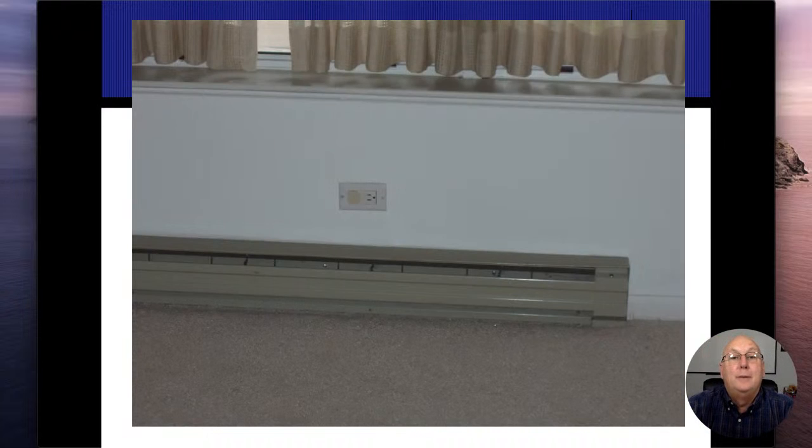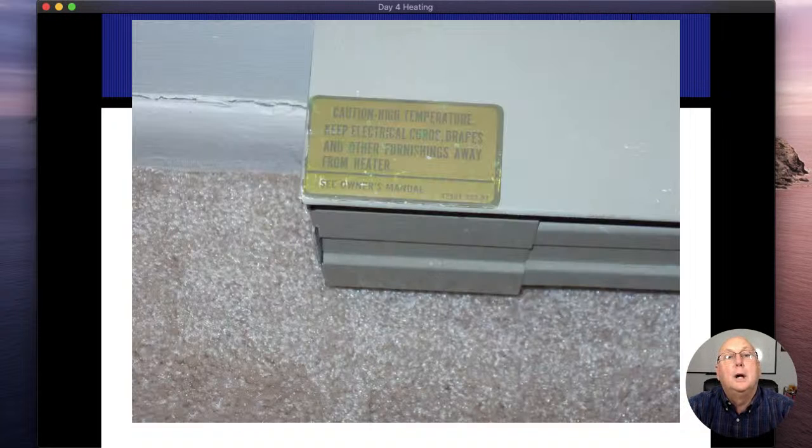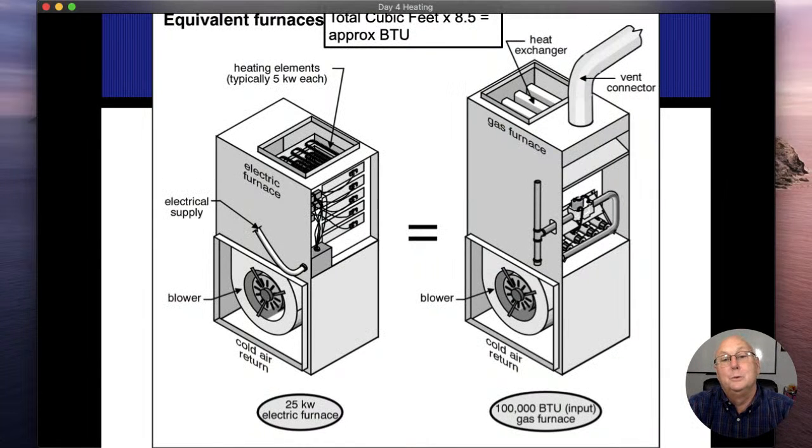All right. Now I've seen them where they're installed in them. That's fine. If it's hydronic heat, that's fine. But if it's an electric radiant baseboard heat, having an outlet over the top of it is not fine. All right. Caution high temperatures, keep cords, drapes, and everything else away. It does get hot, plain and simple.